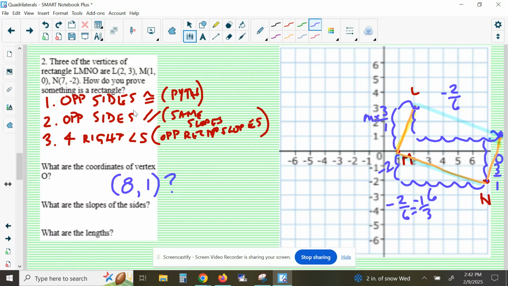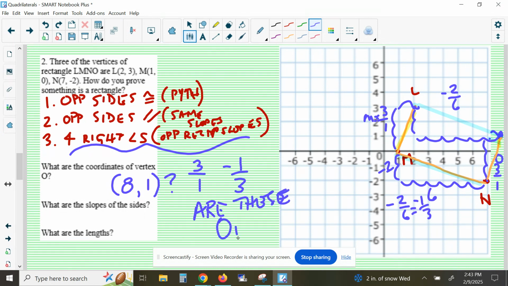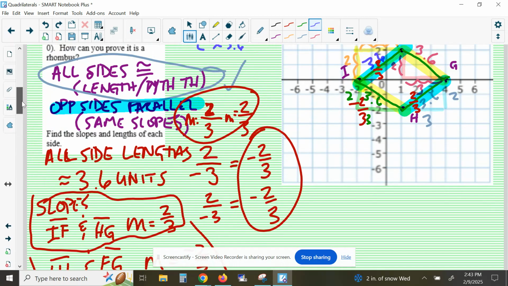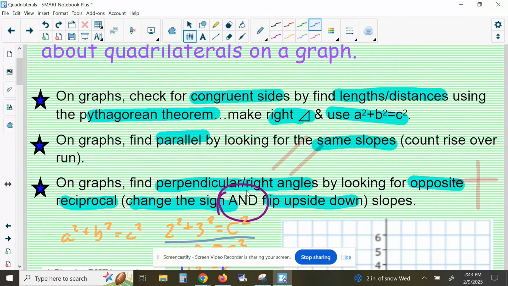Let's go ahead and check some side lengths, because the other part we need is right angles, right? So if we have a slope of 3 over 1, and then we have this other slope of negative 2 over 6, which simplifies to negative 1 over 3, are these opposite reciprocals? Let's ask ourselves, what's opposite reciprocal? It means upside down and change the sign. So we're looking at changing the sign and flipping it upside down.